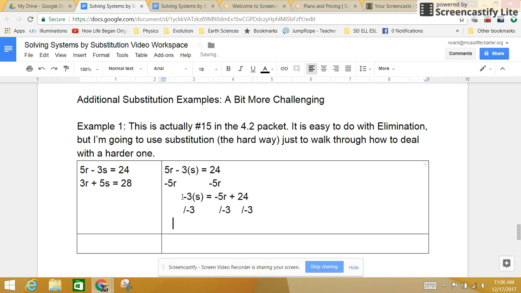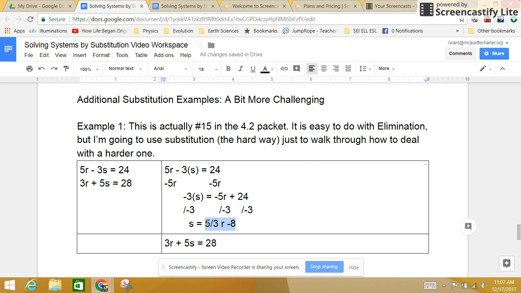So I'm going to end up with just s, which is what I wanted, equals negative 5r over negative 3 is 5/3 r, and that's going to be 24 divided by negative 3, so that's minus 8. So here's what I've got. I've got 5/3 r minus 8 equals s, and so I'm going to go back and I'm going to replace the s in the other equation. So let me move this down here so I have a workspace for working for the other equation. Notice I'm giving myself plenty of space.